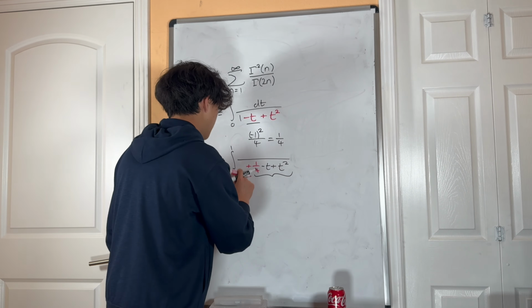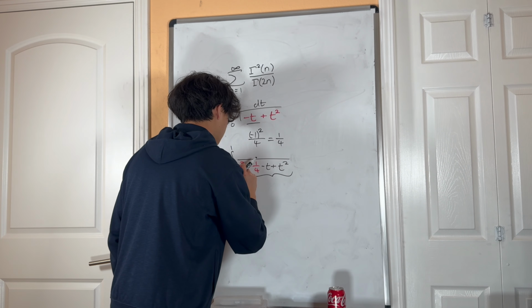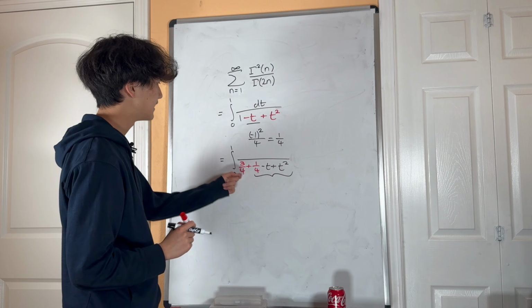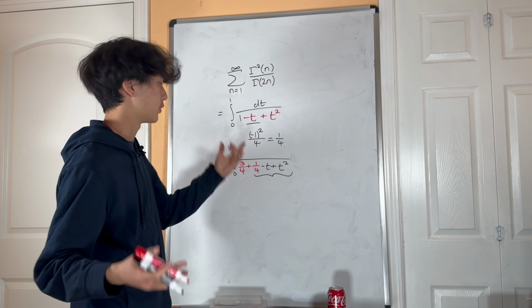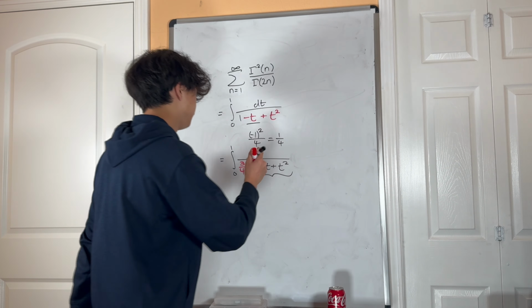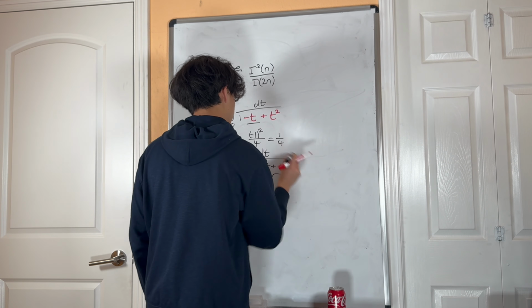1 minus 1/4 is 3/4. And you can see that right here, what's in red, it adds up to what we had originally, which is just a 1. Close this integral with a dt.